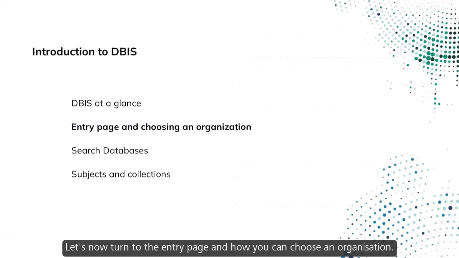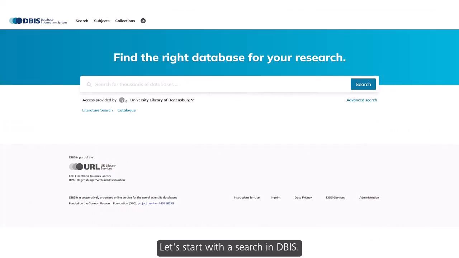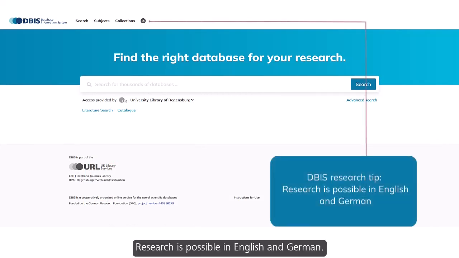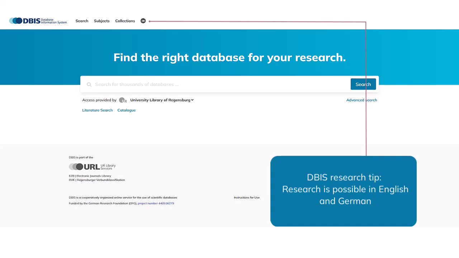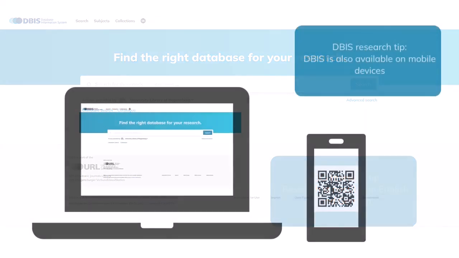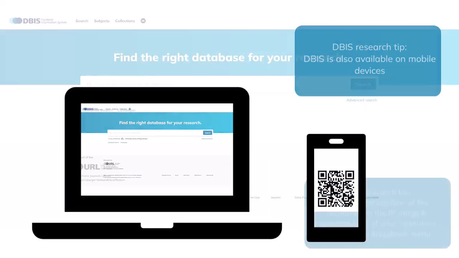Let's now turn to the entry page and how you can choose an organization. You can access DBIS via the menu item Databases on our library's homepage. Let's start with a search in DBIS. Research is possible in English and German. With only one click, you can change the language. DBIS searches are also possible on mobile devices.